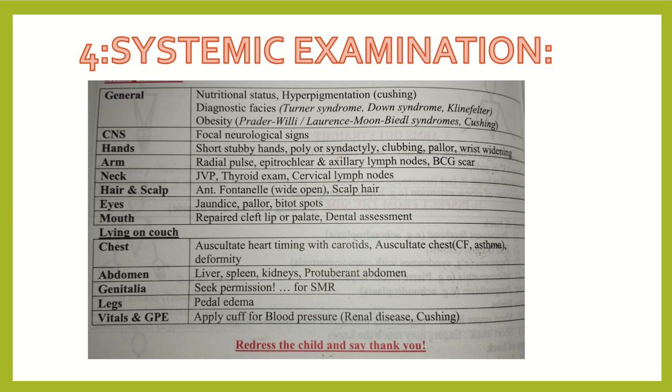Then the fourth step, that is systemic examination. First, in general examination, you will have to see nutritional status, hyperpigmentation, any diagnostic features which are present in Turner syndrome, Down syndrome, Klinefelter syndrome, or obesity which is present in Prader-Willi, Laurence-Moon-Biedl syndrome, and Cushing. In CNS, find out focal neurological signs. In hands, find out short stubby hands, polydactyly, syndactyly, clubbing, pallor, wrist widening.